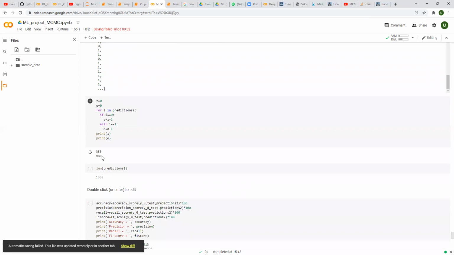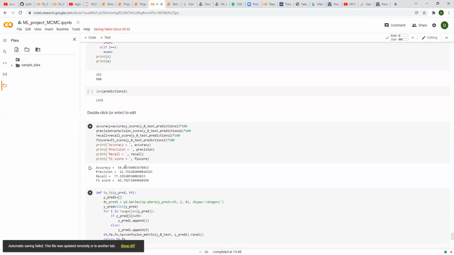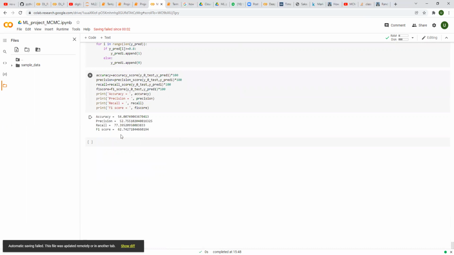it predicts 980 as 1, which is also very alarming. So the accuracy has decreased, but the recall and F1 score still come out to be much better. So oversampling has improved the score quite significantly.